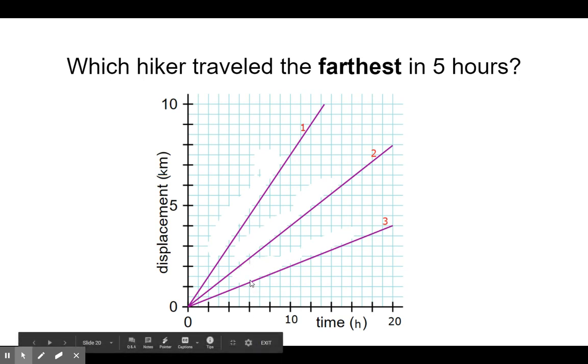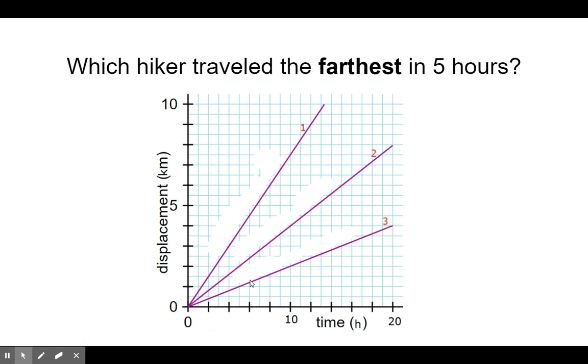Well, this traveler only went about, that's kilometers, a little over a kilometer. This one at the 5 hour mark was a little over 2, about 2.5. And this one, about 4.5 kilometers away in 5 hours. So number 1 got the farthest in those 5 hours.